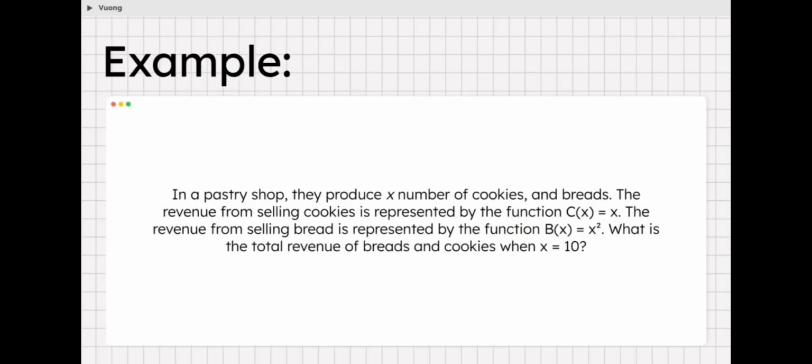In a pastry shop, they produce x number of cookies and bread. So x cookies and x bread. The revenue from selling cookies is represented by the function c of x equals x, and the revenue from selling bread is represented by the function b of x equals x squared. What is the total revenue of bread and cookies when x is 10?